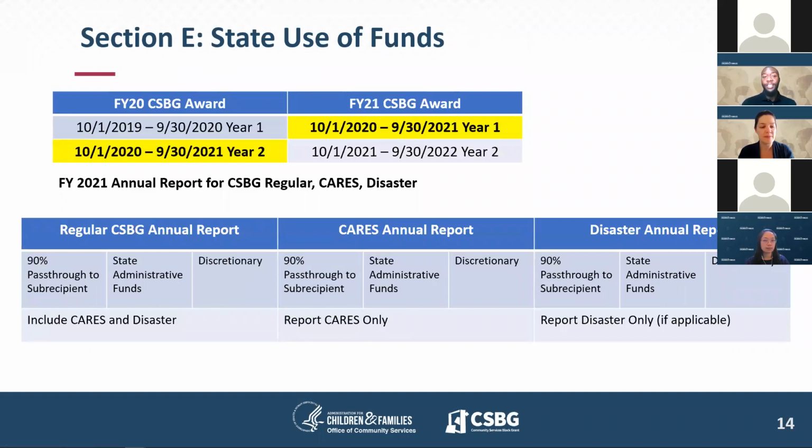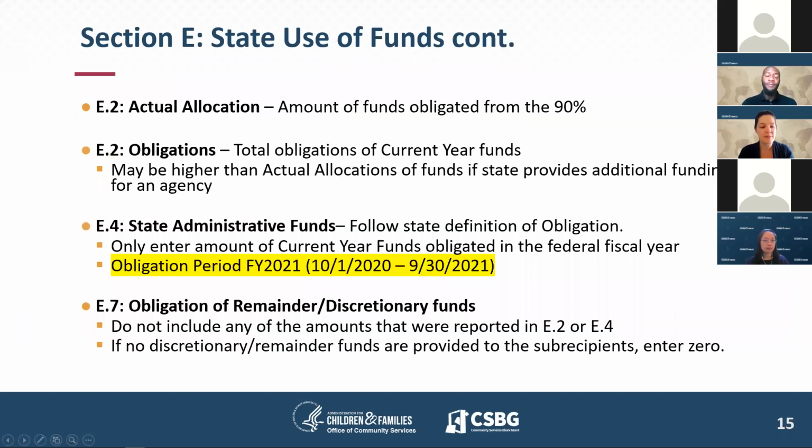When reporting in Section E of the regular CSBG annual report, we want you to include the 90% pass-through, the state administrative funds, and discretionary amount for CARES and disaster if received. For the CARES annual report, the information in Section E is to include CARES-only funds. In disaster supplemental report, the information is to include disaster-only funds. Next slide. I want to go over the parts of Section E and break down a little bit more in detail about what we're looking for.